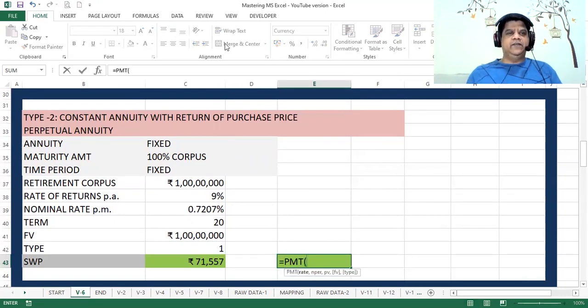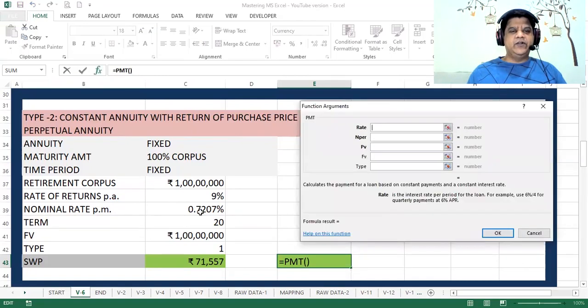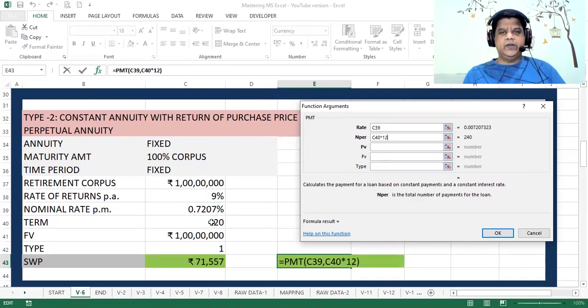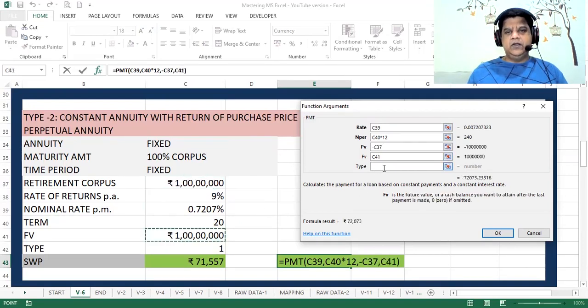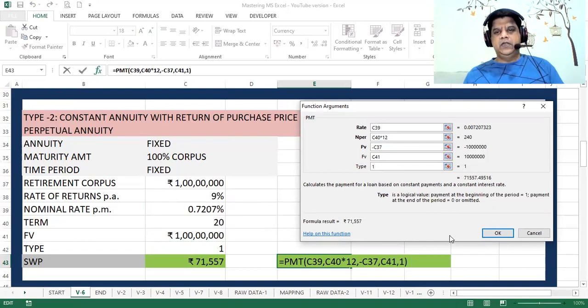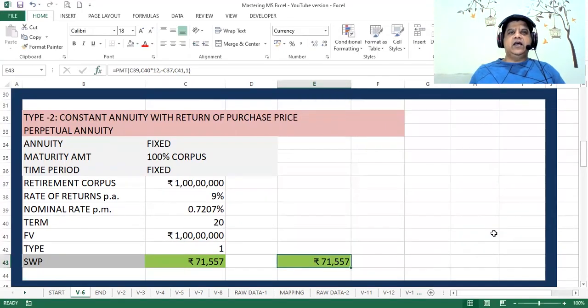Bracket open here, fx. Rate is given to me as 0.707207%. Number of years is given to me as 20. I'll multiply it here itself by 12. Present value is given to me as this amount. So I'll just take minus and add this amount here. Future value is given to me as this amount. Type is 1. My answer is 71,557 rupees. So here, this annuity will continue constant without changing per month.